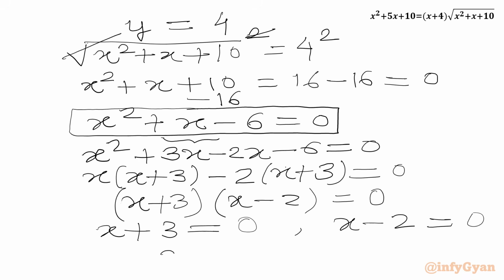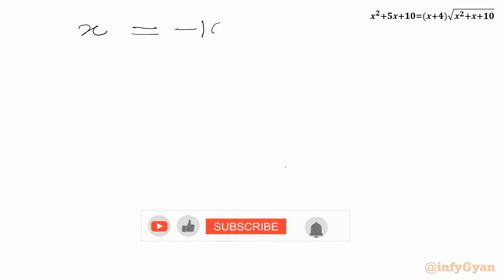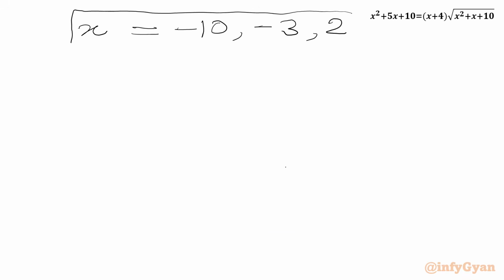So from our first equation, we'll be getting x equal to negative 3. And from our second equation, we are going to get x equal to 2. So we have three solutions: minus 10, minus 3 and 2. Let me write here x equal to minus 10, x equal to minus 3, x equal to 2. Now we will rewrite our equation because we have to pick which solution is the accepted solution.